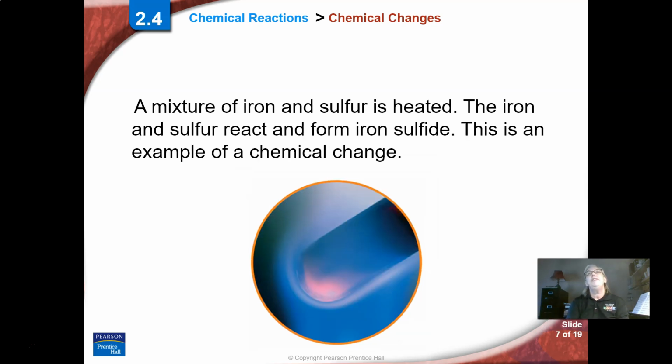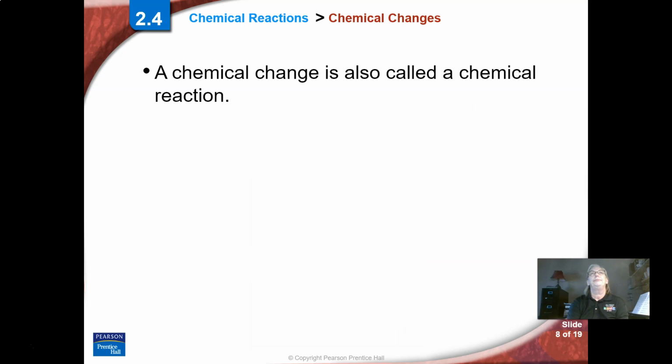When you have a mixture of iron and sulfur and you heat it up, it turns into something new called iron sulfide, and that's a chemical change. You've made something new, and the color generally changes. A chemical change is also called a chemical reaction. So we're going to use chemical reactions all the way through this whole class.